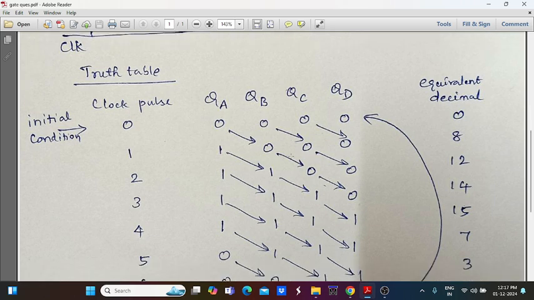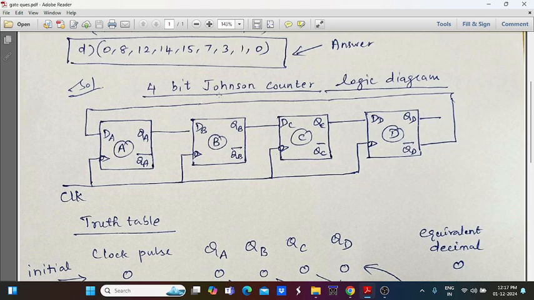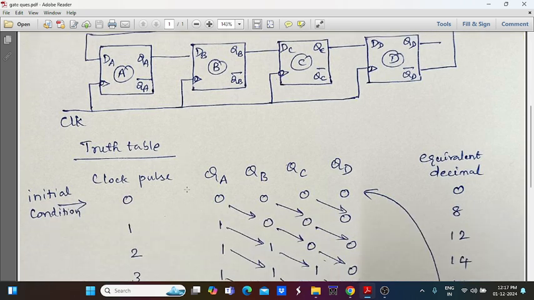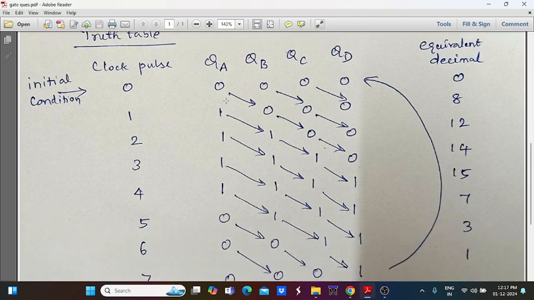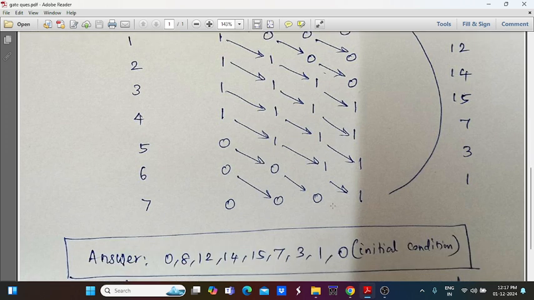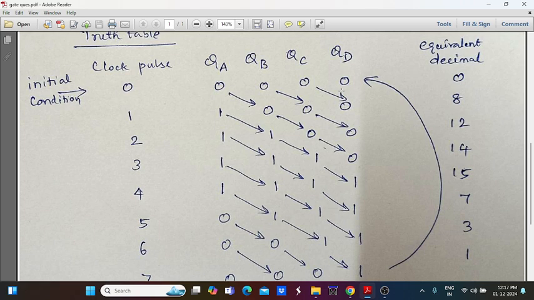So this is the concept for the 4-bit Johnson counter logic diagram, and how the clock pulse is given to this logic diagram, and according to this how the different inputs can be shifted from one flip-flop to another flip-flop, and finally what is the exact output we can receive. So from this we are going to find the equivalent decimal value for this 4-bit binary value. So here for initial clock pulse 0 condition, our output values are 0 0 0 0. So the corresponding equivalent decimal value becomes 0.